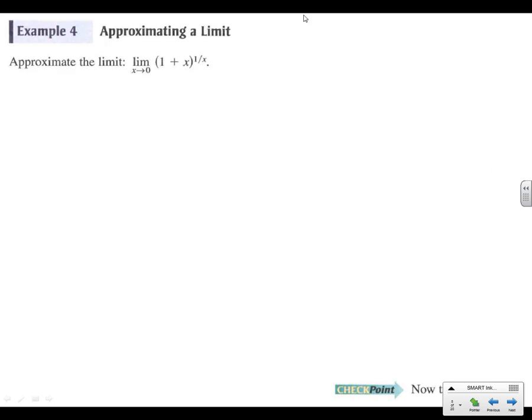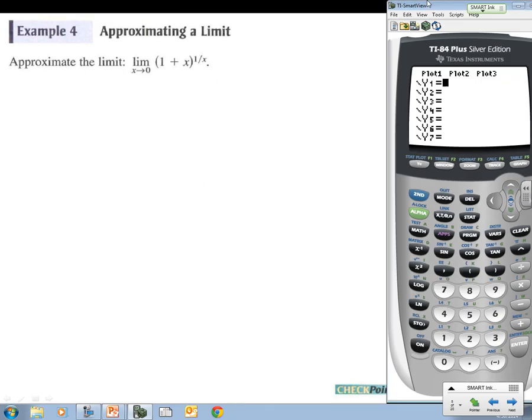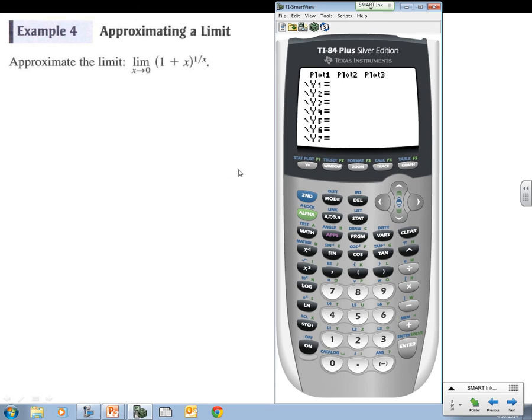All right, so example 4 says, you know what, sometimes neither of these are going to work, so we are going to have to go right back to our old tricks of using the table. So just a reminder, example 4 is what we did in 12.1 again. Let's go ahead and plug this in. 1 plus x to the 1 over x. And we'll go ahead and use a table close to 0, so -0.3, that's a good start. Let's go ahead and take a look.